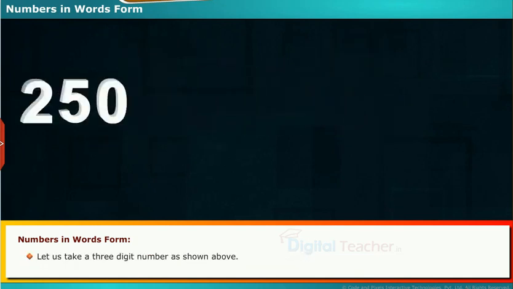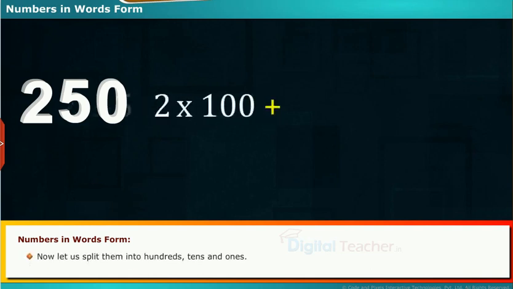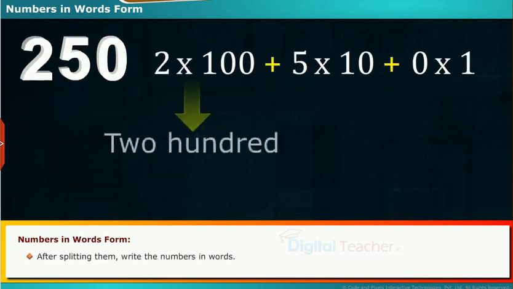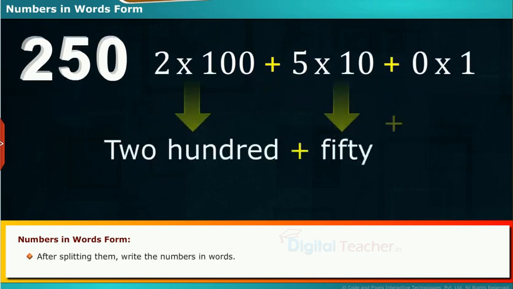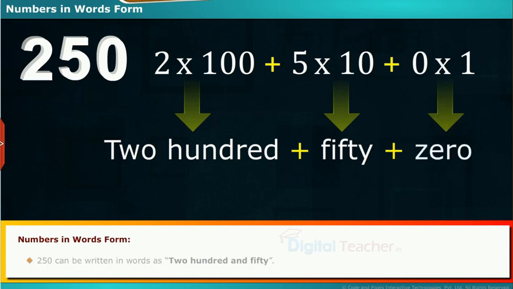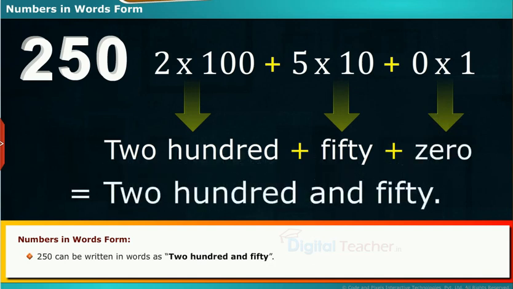Let us take a 3-digit number as shown above. Now let us split them into hundreds, tens and ones. After splitting them, write the numbers in words. 250 can be written in words as 250.